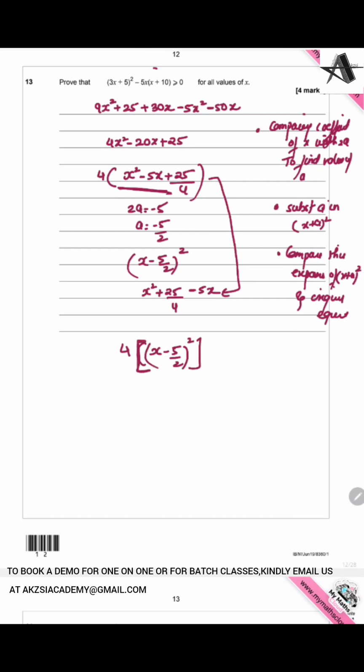So what you saw is that this can be written like this. And it doesn't matter which value of x you put, you will always get a positive answer. And if you're always getting a positive answer, that means definitely it's greater than or equal to 0.